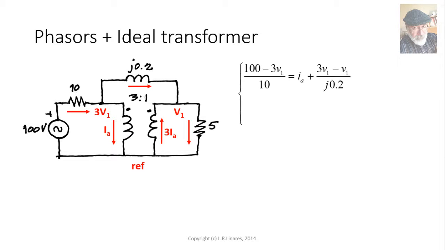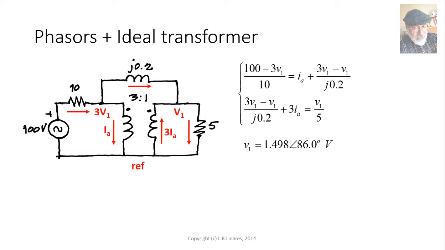Let me write that equation. The first equation on the left, (100 minus 3V1) divided by 10, currents going in, is equal to I sub A plus (3V1 minus V1) divided by j0.2. That is a current on the top. And the other equation is on the right, that current plus 3IA, that is also entering the node, is equal to V1 over 5. 2 equations, 2 unknowns, V1 and I sub A.